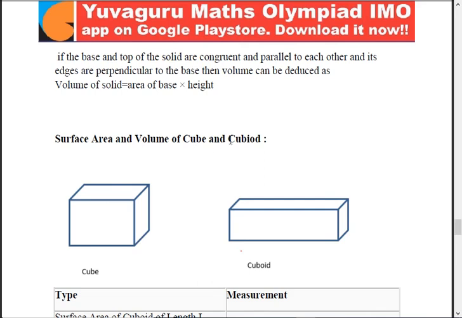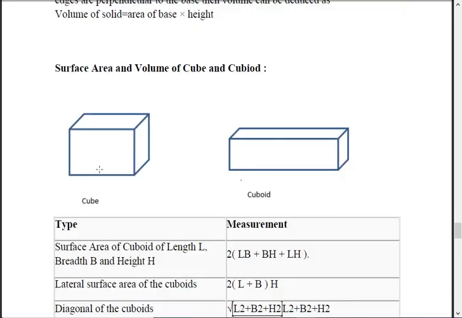Surface area and volume of cube and cuboid. So what is the difference between a cube and a cuboid? Here all are squares. Here all are rectangles. Okay, not all actually. Almost, these four faces are rectangles and these can be squares.